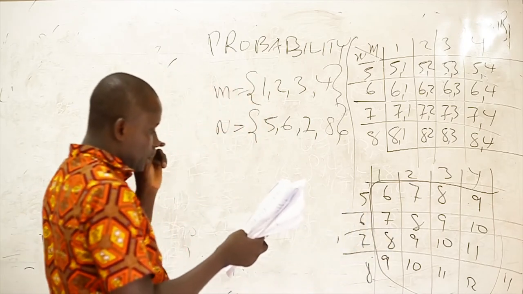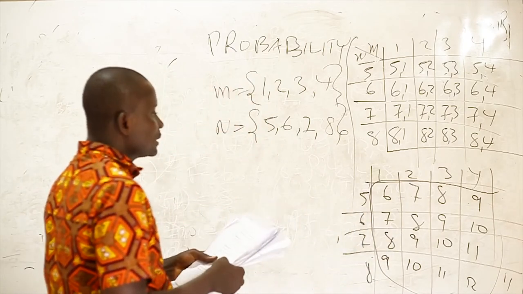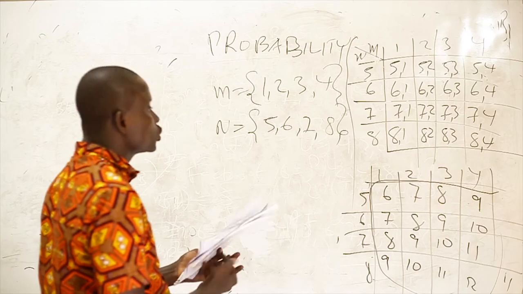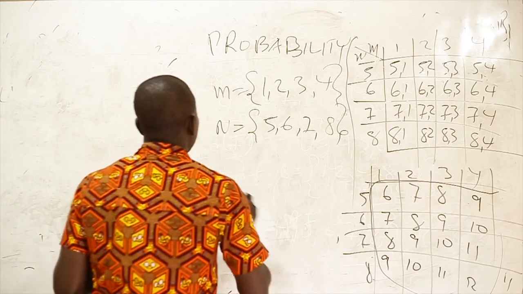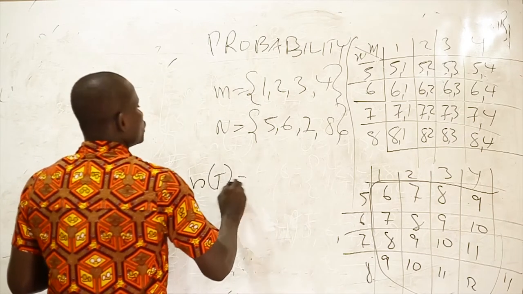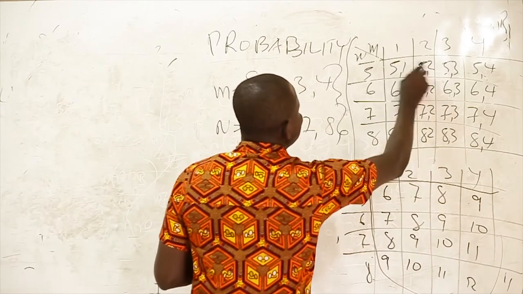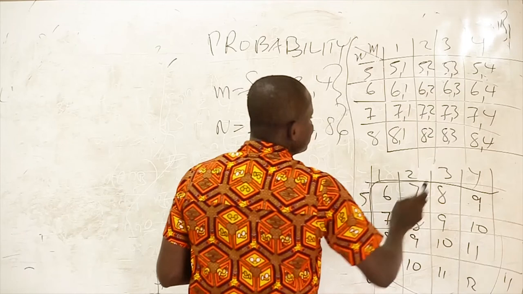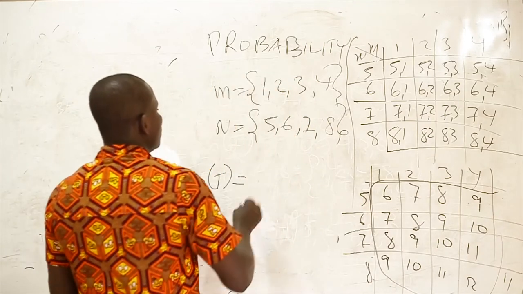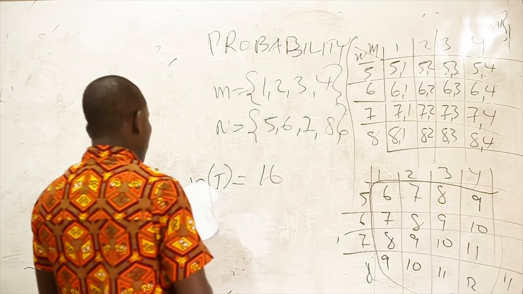So, they are now asking us a question. What's the probability that the total sums up to a given value? So, what is the total now? In total, we have 16 elements: 1, 2, 3, 4, that's 16. This is just for simplification. It's 16. That's the total.